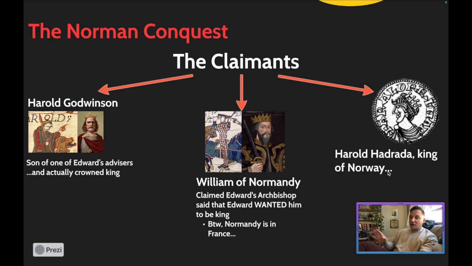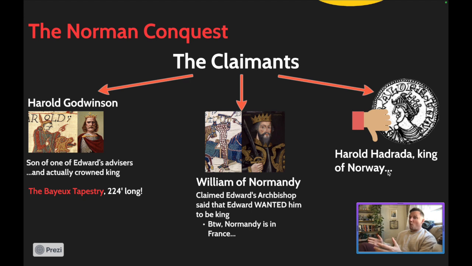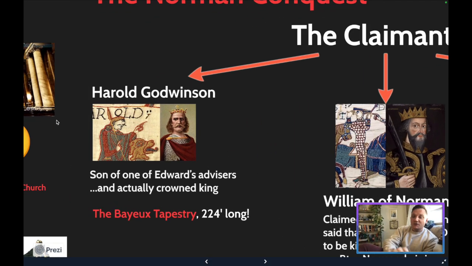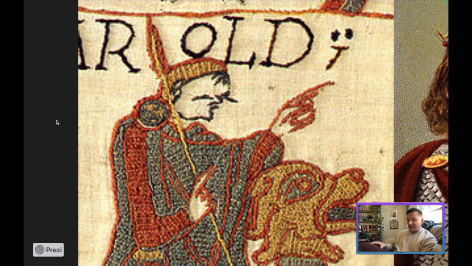And then you have another guy named Harold Hardrada, who's not that important, and he's the king of Norway. But Harold Hardrada was like, I want it too, and also wanted to get involved in this entire thing. What ends up happening, of course, is a war, fought between all three of these claimants to the throne, when, ironically enough, one guy had already been crowned king. Harold Godwinson was crowned king already, and the only account of this entire war that we have in history is this thing called the Bayeux Tapestry, which is a 224-foot long thing that looks like this.